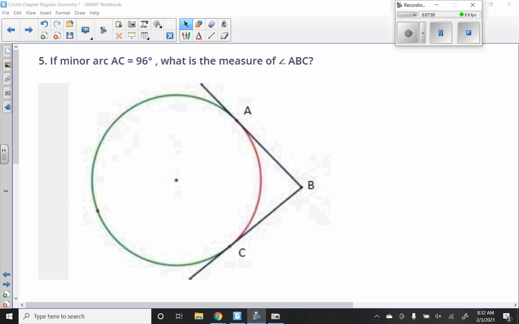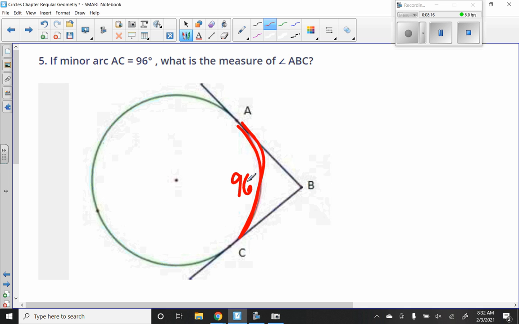All right, number 5, and check your understanding of the exterior intersection or exterior angles. If minor arc AC is 96, let's find the angle. It's in red, so I'll keep it in red. That's 96, so that's a near. I'll put a little N here for near. Now, this is weird. It doesn't give us anything else. It just says, what's the measure of the angle?